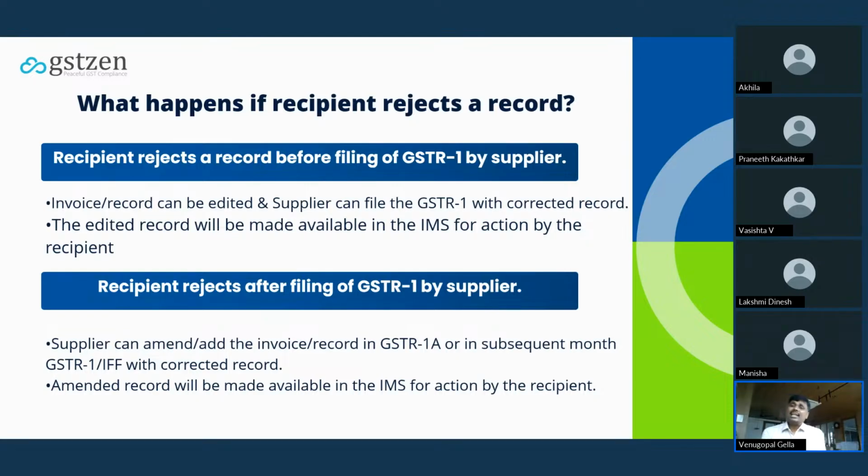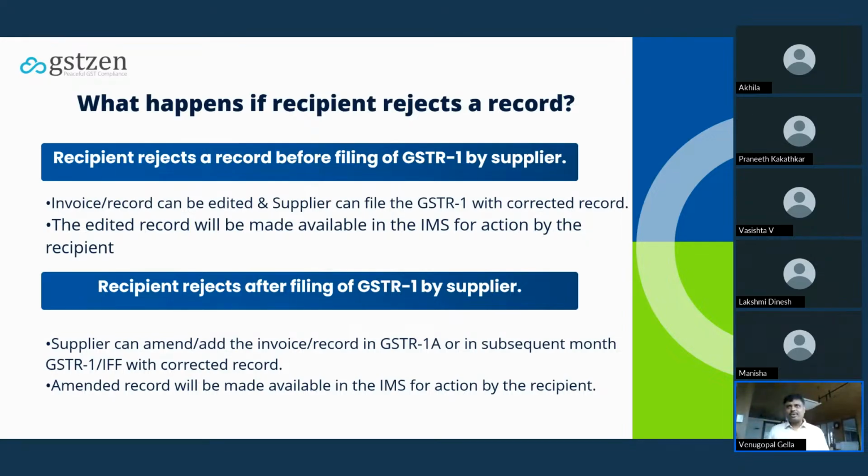Earlier we used to change the invoice number to 1A, adding some prefix or suffix, or changing the invoice value from 1 lakh to 1 lakh 1 rupee. Now the GSTN has changed this. You open the record and again submit it. So you are saying the record needs to be amended. You select that the record is open, you don't make any change, just submit it.